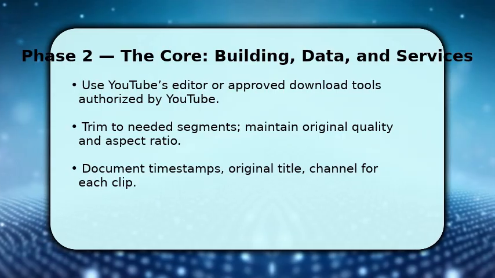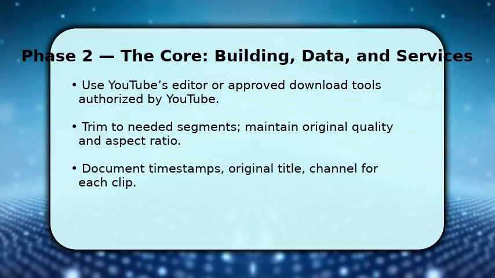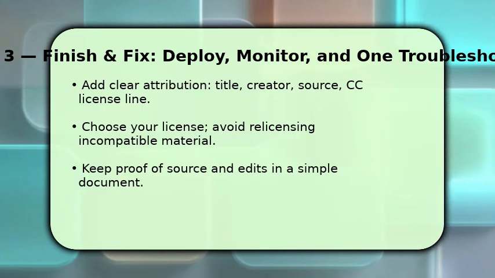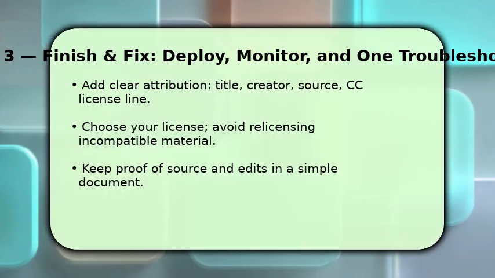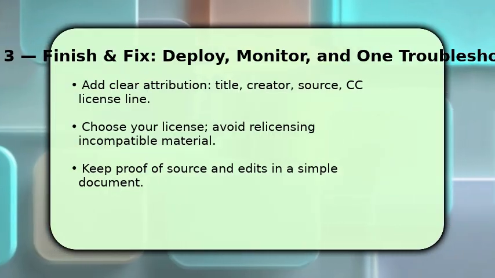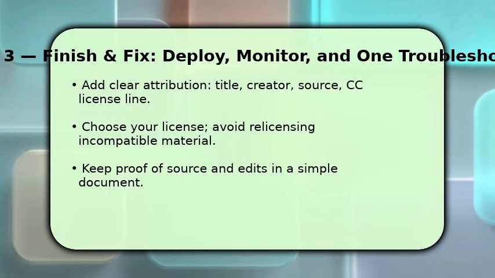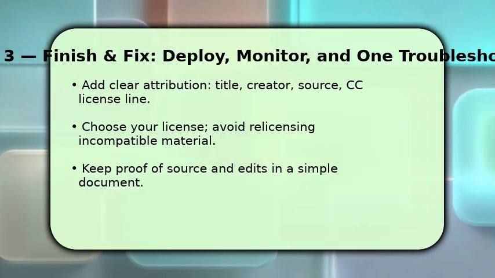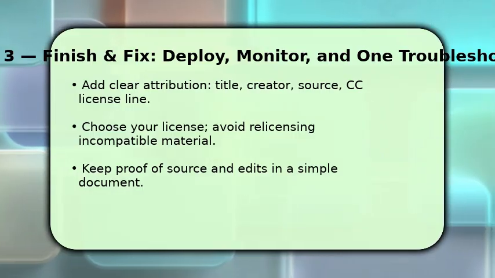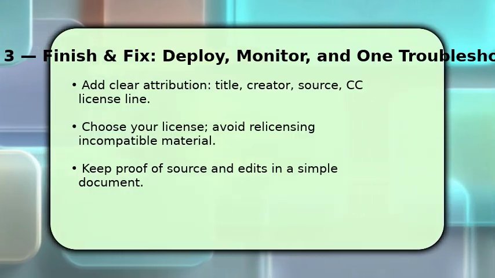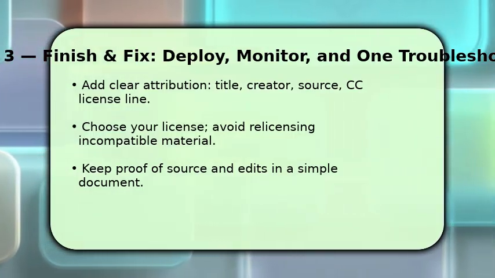Finish by assembling your timeline and exporting at original resolution. Then add an on-screen credit and a description credit that includes the original title, creator, YouTube channel, and the exact Creative Commons license, CC BY, for example, so viewers and platforms see compliance. Once uploaded, select an appropriate license for your new work, but don't relicense clips if the original CC prevents it.